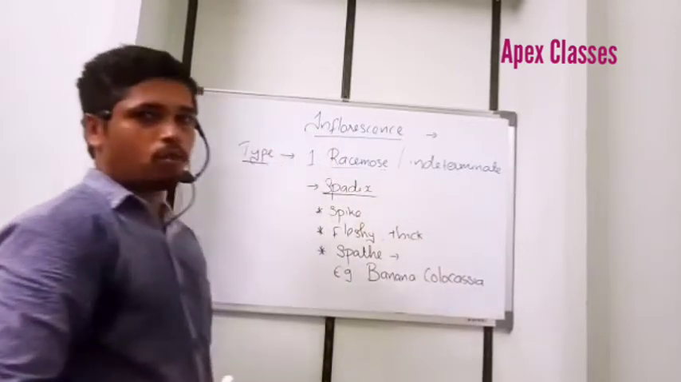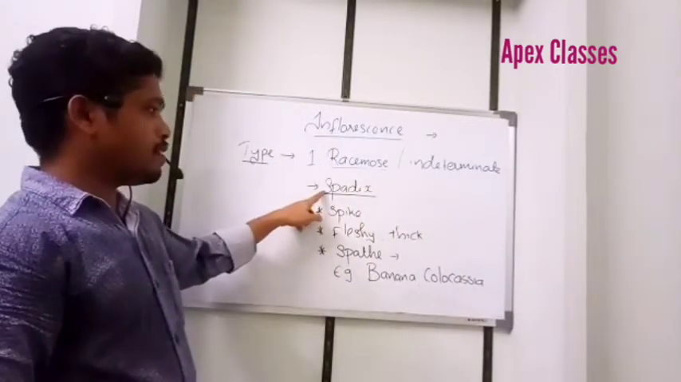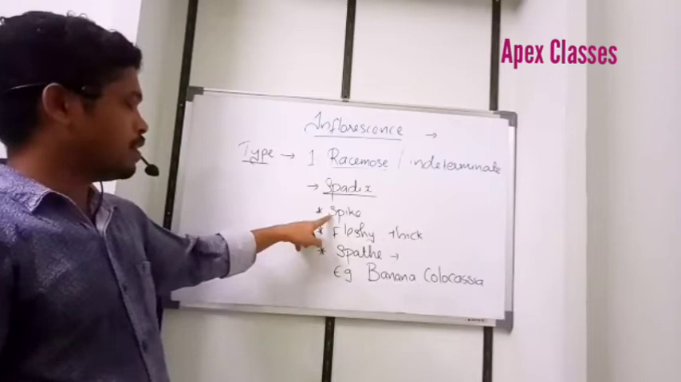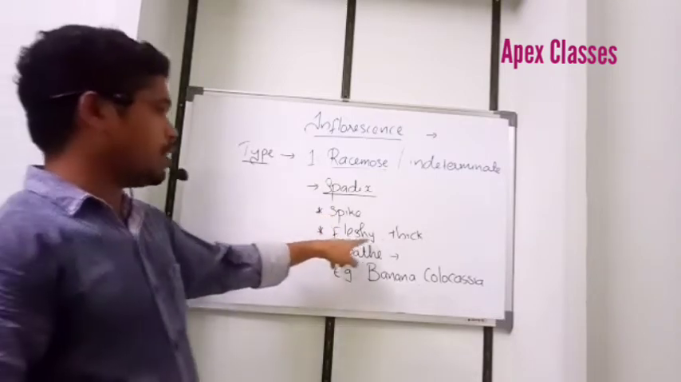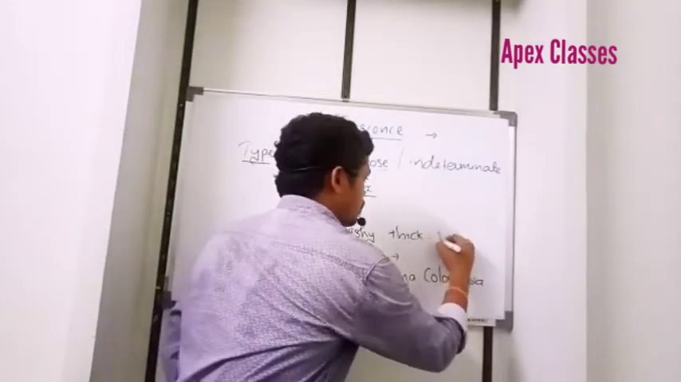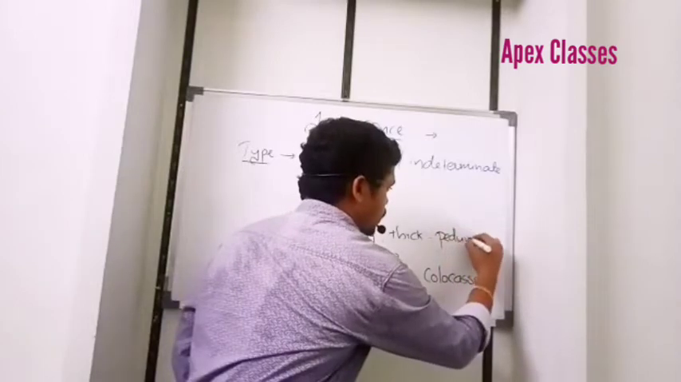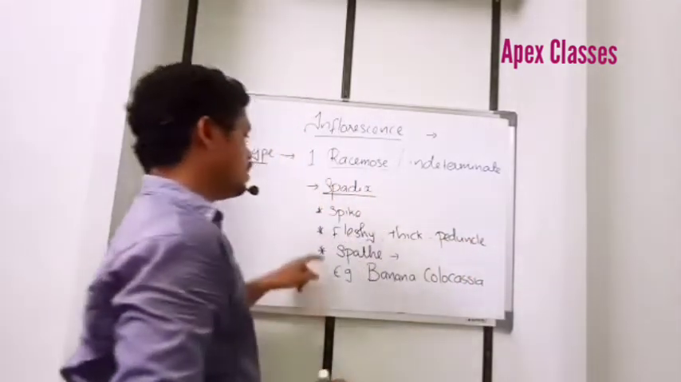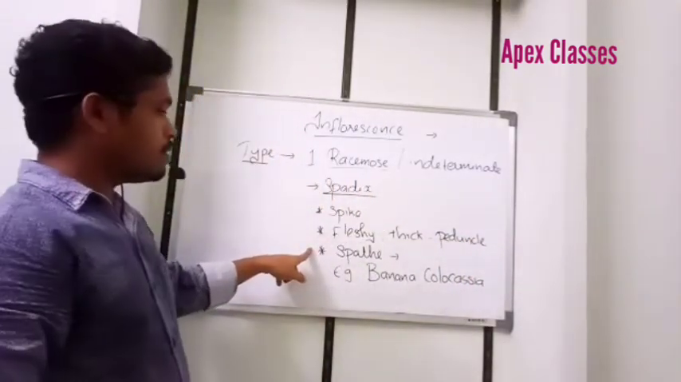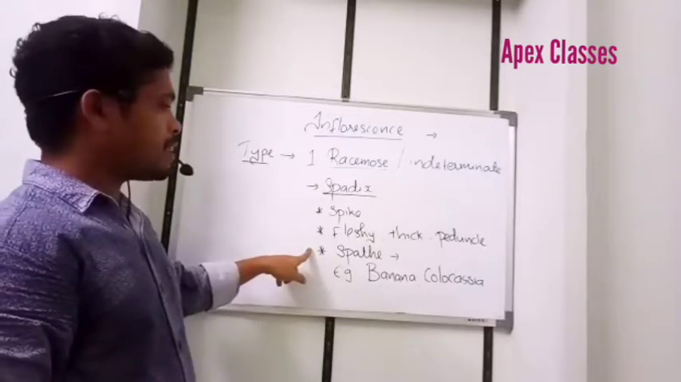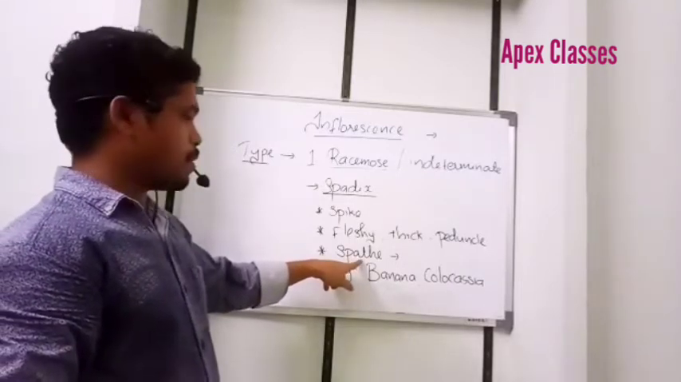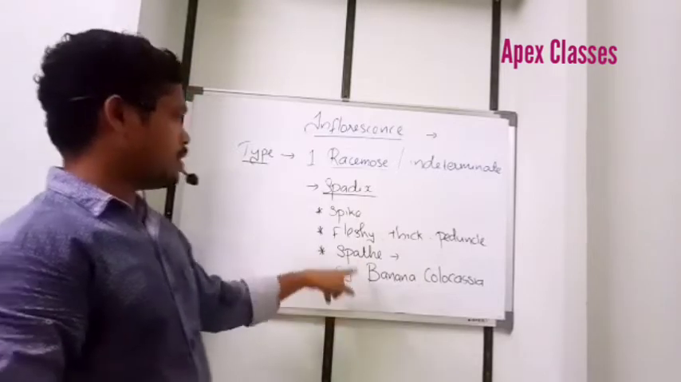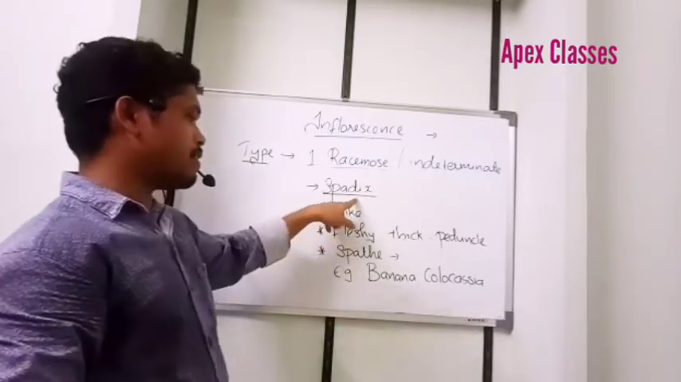Banana and colocasia. Spadix is a special type of spike. Here the peduncle is fleshy and thick. The flowers are covered by a bract-like structure called the spathe. Presence of spathe is the character of spadix.